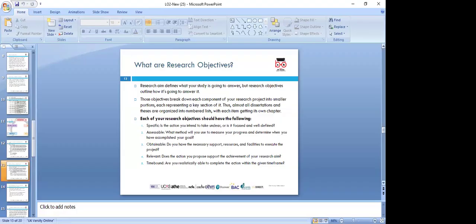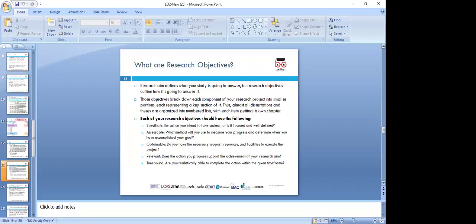SMART. Okay? How many know about this SMART? Do you know about it? How many know about the SMART principle? Hello? How many people know about the SMART principle? Have you heard of it? Yes. Okay.